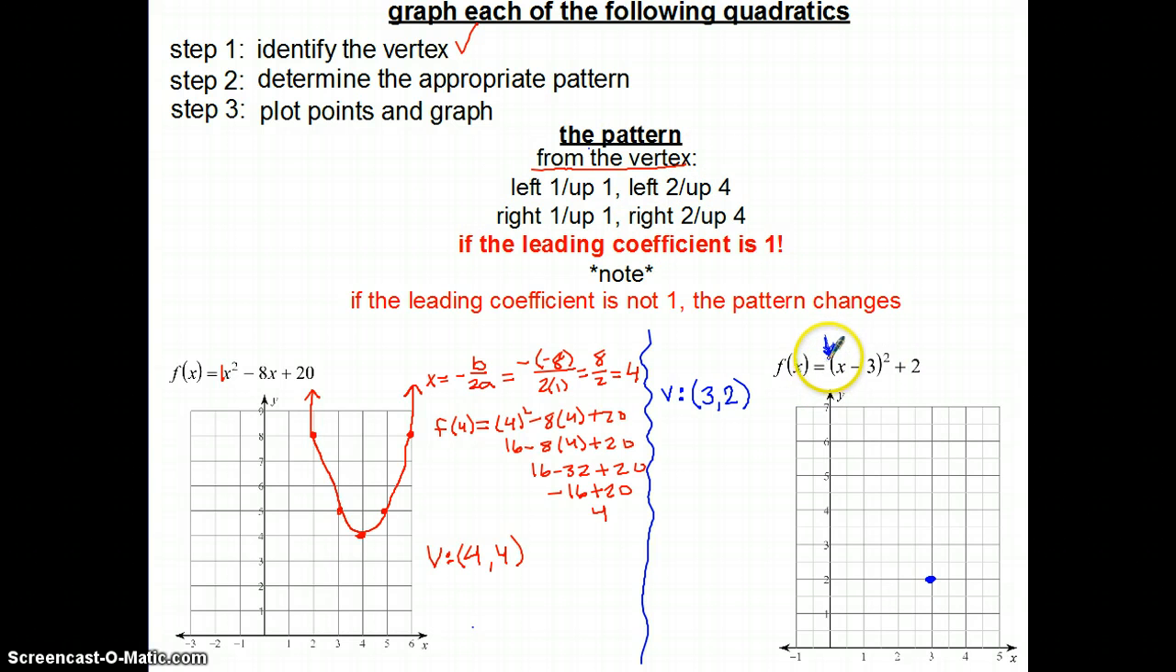The number in front of your x squared is a 1, so we will follow the pattern that I have above here. Your pattern tells you from your vertex we're going to go left 1, up 1. So I go left 1 and up 1 to the point 2, 3. And then from the vertex I go left 2, up 4 to the point 1, 6. Going back to my vertex I go right 1, up 1 to the point 4, 3. And right 2 from the vertex up 4 to the point 5, 6. Connecting my dots, I then graph my parabola in one smooth curve, and your graph should look like this.